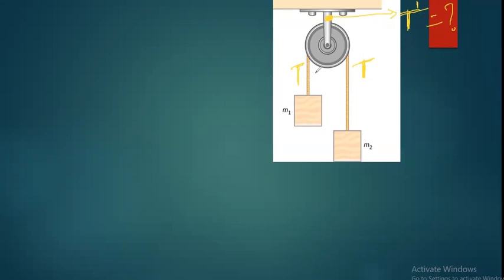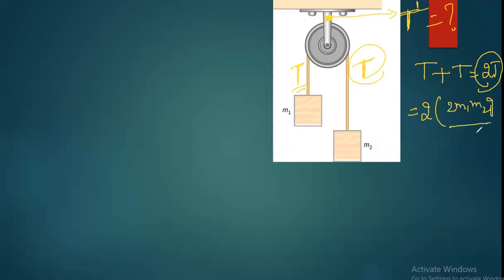What about the total tension acting on this? If they ask, then the tension at M1 is T and because of M2 is T. Both tensions. And then if they ask the tension at the pulley, you have to simply add the two tensions. So 2T will be the total tension. 2T is equal to, T we already calculated just now: 2 m1 m2 g divided by m1 plus m2.